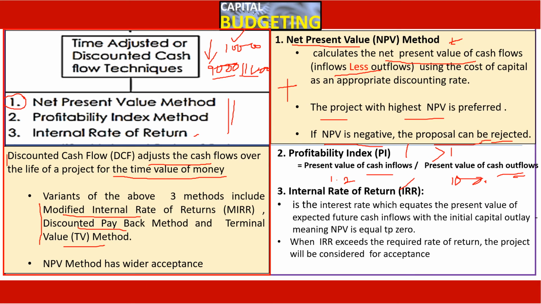There is a third one, internal rate of return. This is the one which is used normally with long-term projects, where you derive what is the effective rate. Here, in case of NPV and profitability index, you have a target rate of interest, say 10% or 12%.